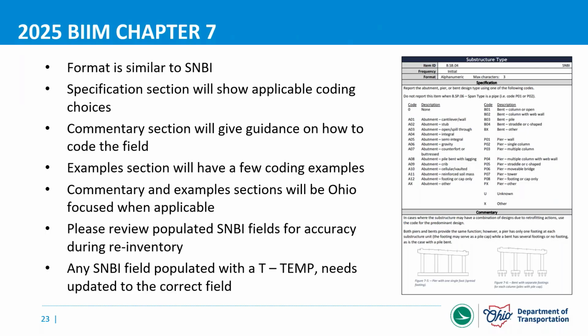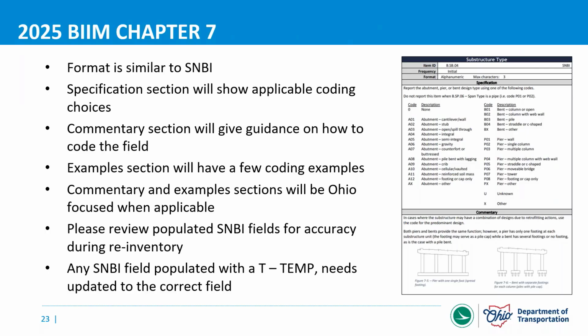Specifications will show the applicable coding choices. The commentary section will give guidance on how to code the field. And then we have an example section that will have some coding examples. What we wanted to do is make it Ohio facing. Basically, we wanted the examples, the commentary, and the specifications to be as Ohio specific as possible. And that's where you'll see most of the changes from the SNBI, is that we've updated that commentary and those examples when applicable to be better for Ohio users.